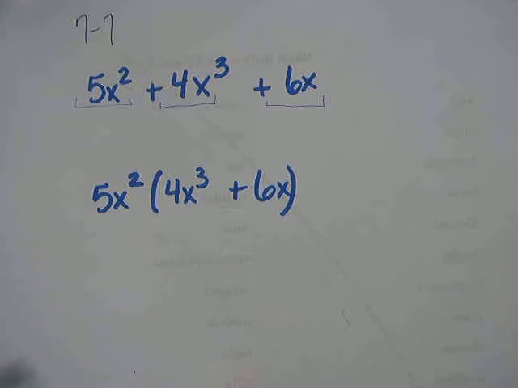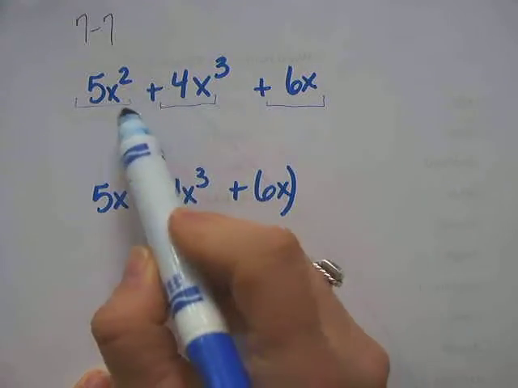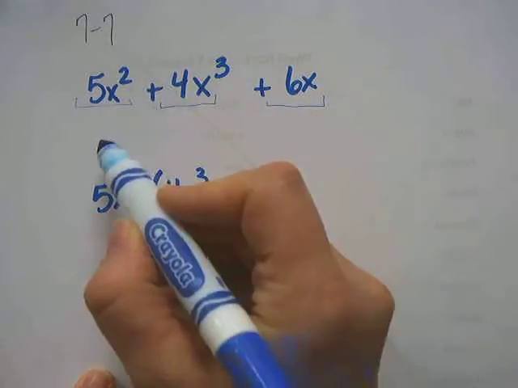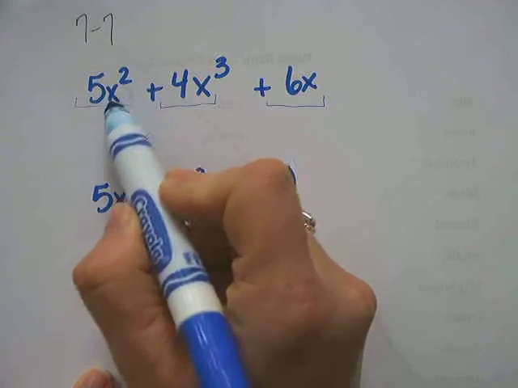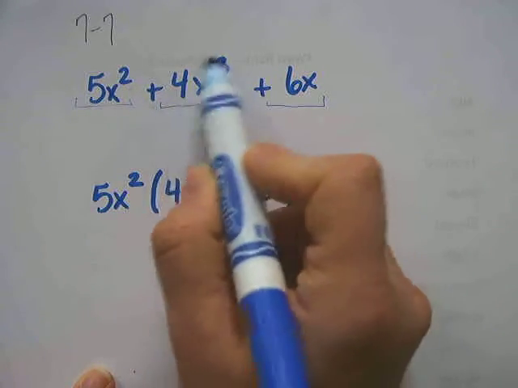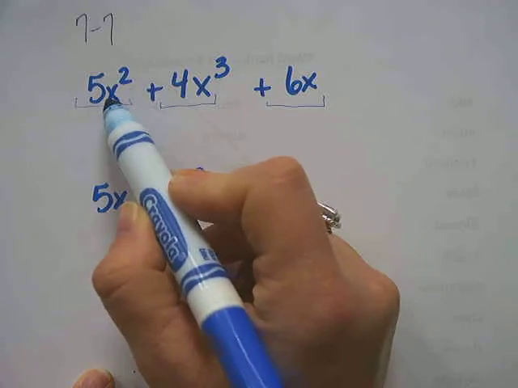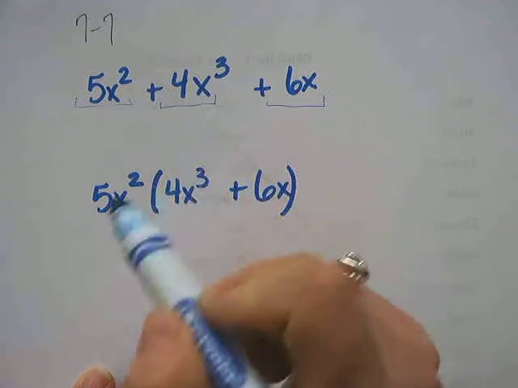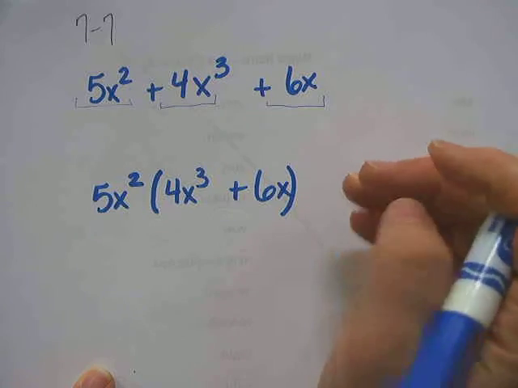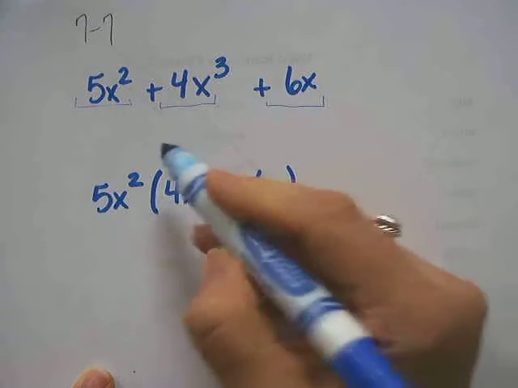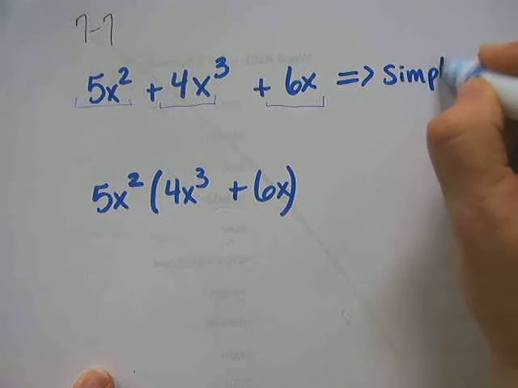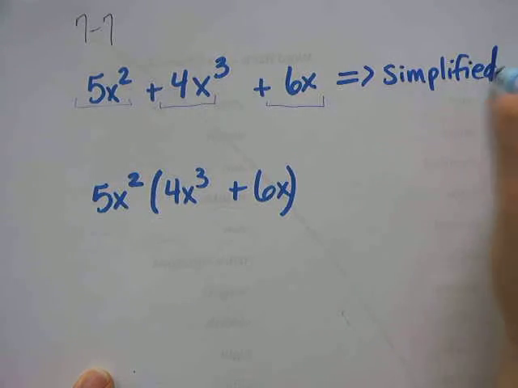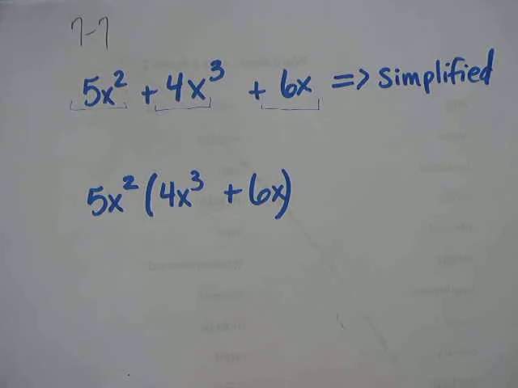So when we have a trinomial and there's all addition signs in between here, we look to add like terms. Notice that 5x squared is not a like term with 4x cubed because the x squared and the x cubed are not the exact same variable component. And 6x is not a like term. So we would say that this is simplified. There's nothing more to do to this expression to write it any simpler.